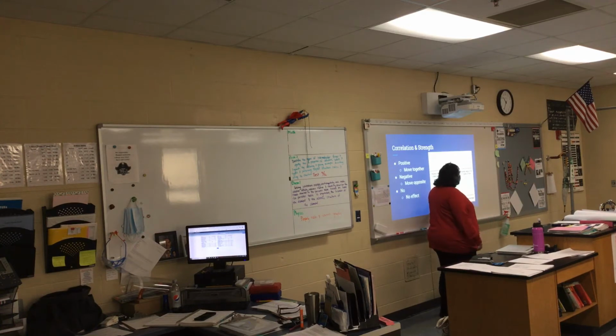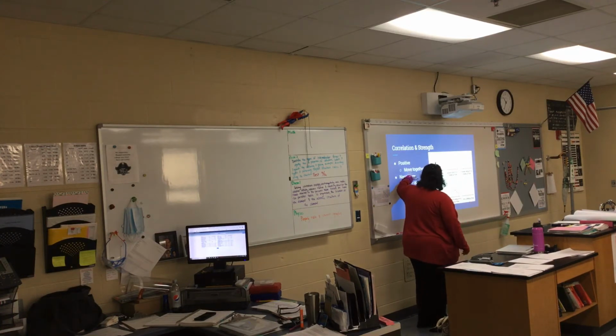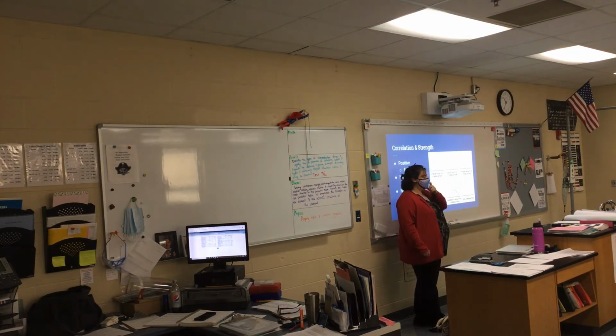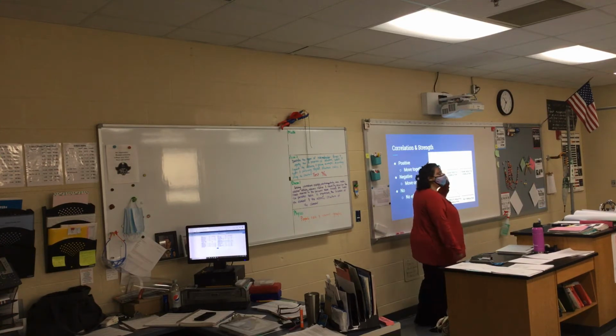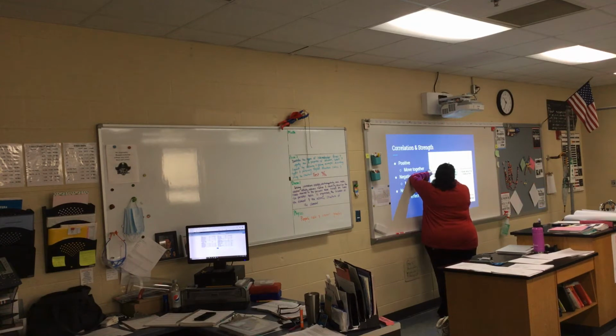So then we have a negative. Positive correlation means that they move together. The variables move together. When one variable increases, the other one does too. So as this variable gets bigger and bigger, then the point up here, this variable has to be really big too. So let me see if I can come up with an example here really quick, just off the top of my head.